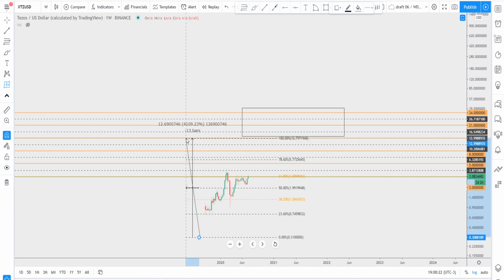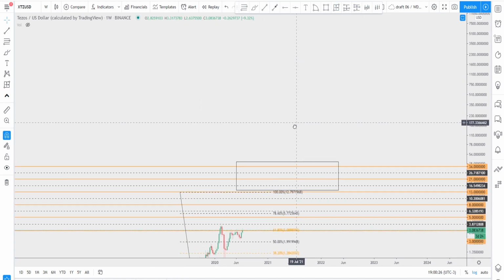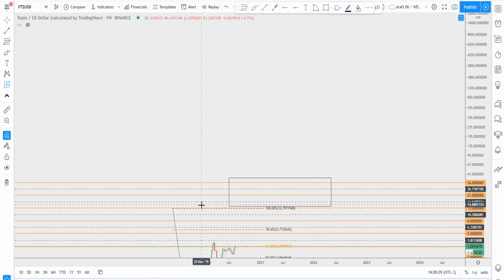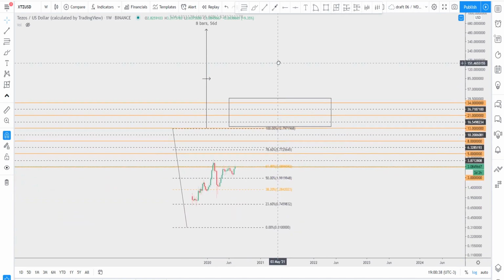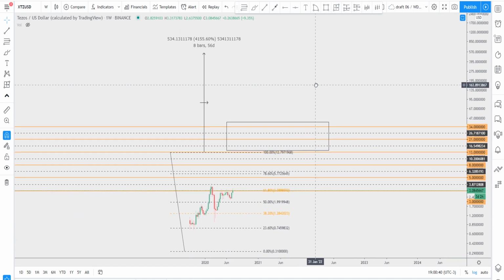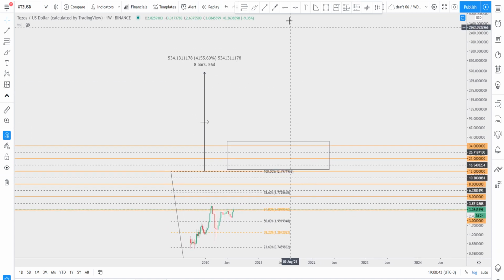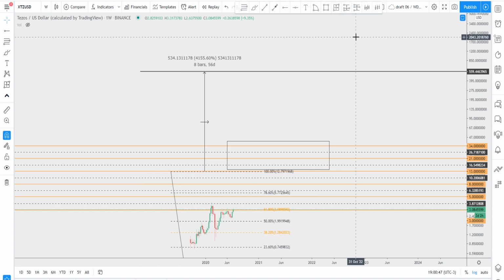So we had 4,100, and let's see where we will stop on the way up. 4,800. Okay, folks, so that leads us to 559. Okay, so I'm not calling for 559 now.